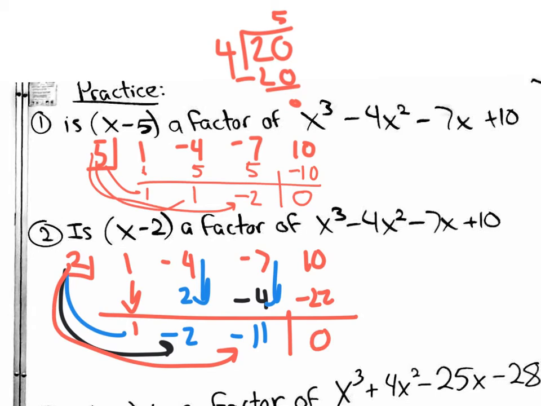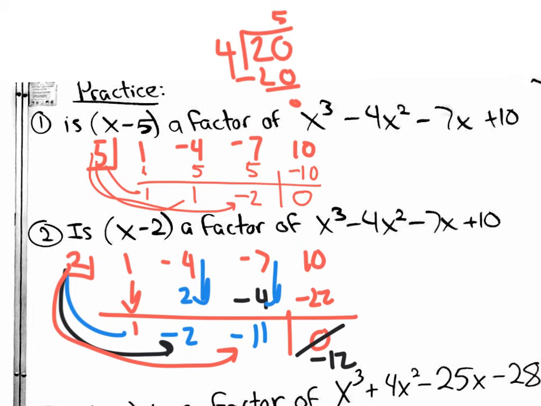So the question is, is this a factor of this? Absolutely not, because we don't get 0. And I put 0 there. I probably shouldn't have put 0 there. What do I really have as a remainder? I have a negative 12 as a remainder. So we know for a fact it doesn't work.